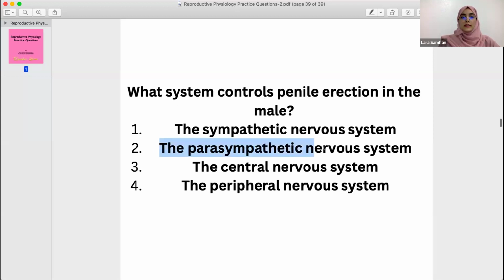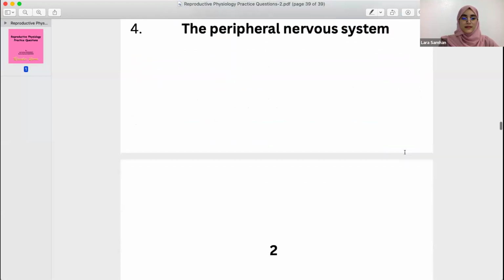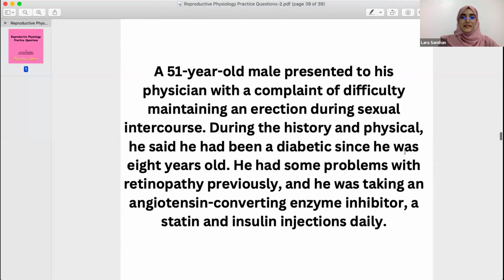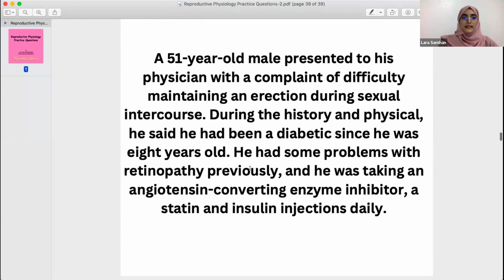So the correct answer is the parasympathetic nervous system. Perfect, mashallah. You guys understood, alhamdulillah. Okay, so moving on to the next question. This question has a couple of sub-questions under it. You just need to understand the general idea of the question, and inshallah, we're going to discuss it together.